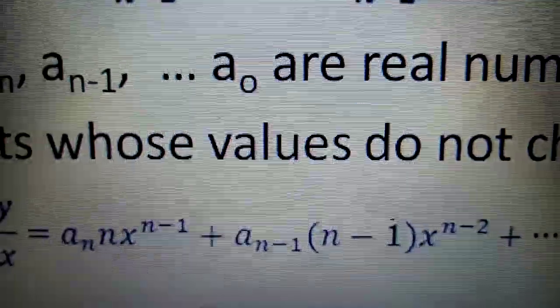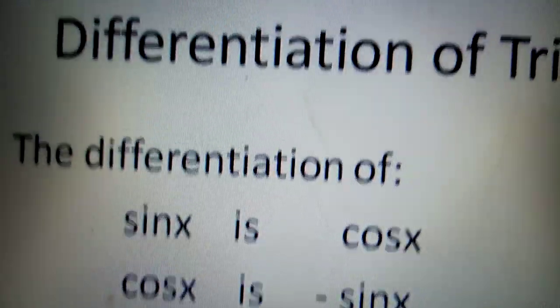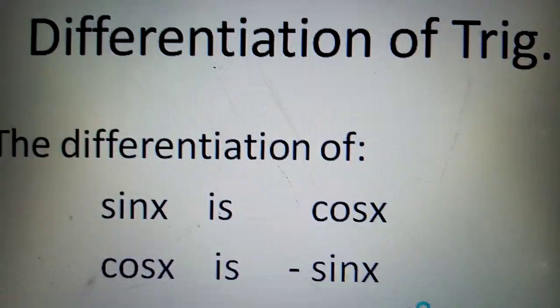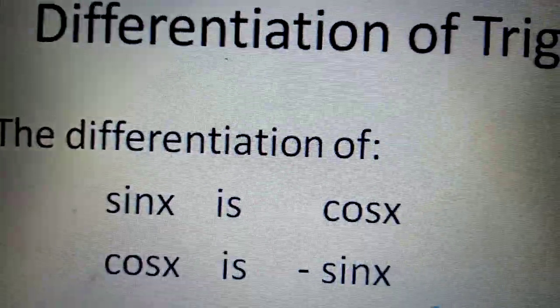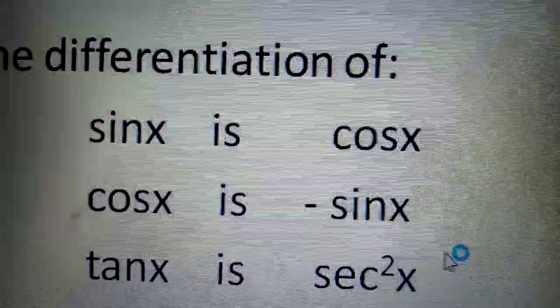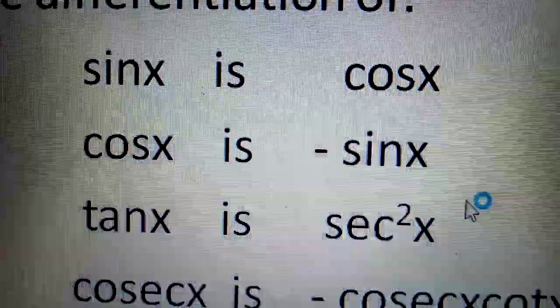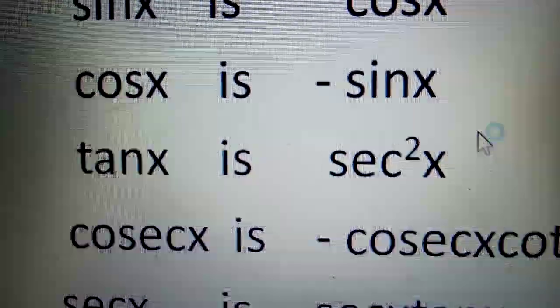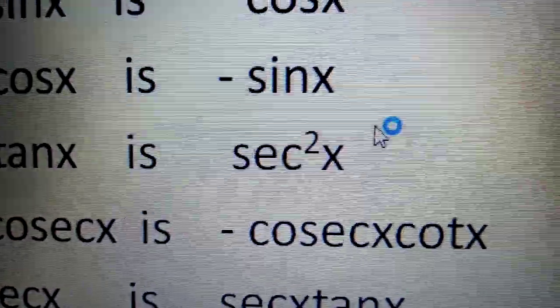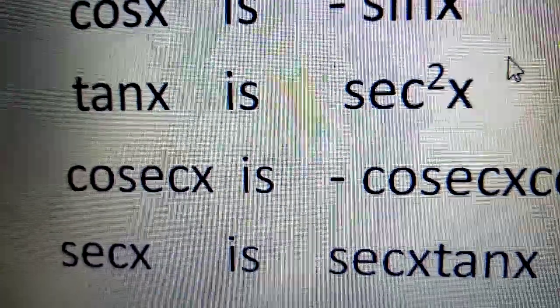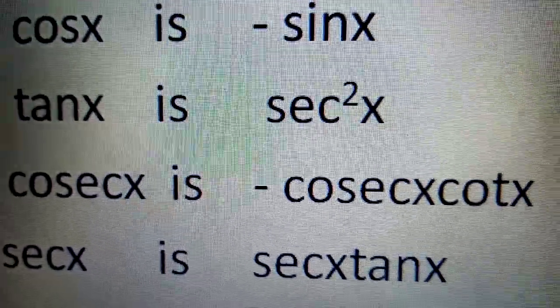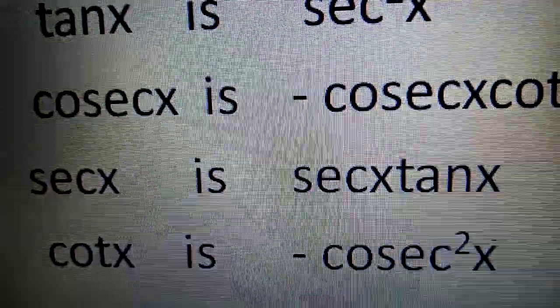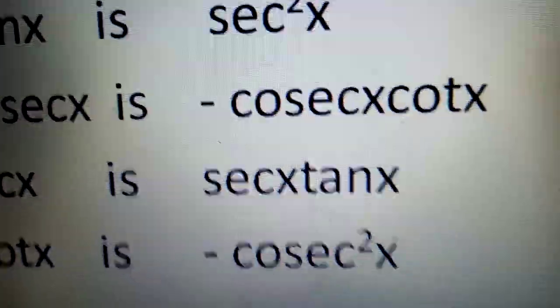So for derivatives of trig functions, derivation of sine, we can show from first principles as well that the derivative of sine is cos, the derivative of cos is minus sine, the derivative of tan x is sec square x, the derivative of cosec x is minus cosec x cot x, the derivative of sec x is sec x times tan x, and the derivative of cot x is minus cosec square x.